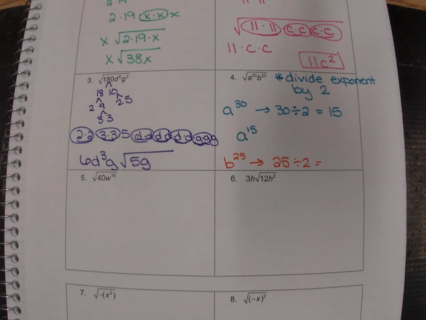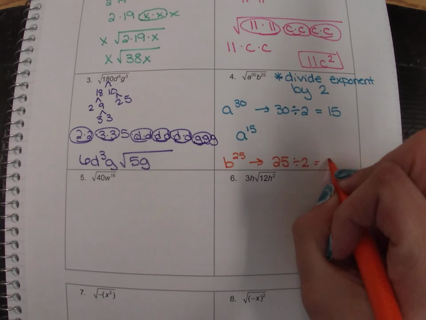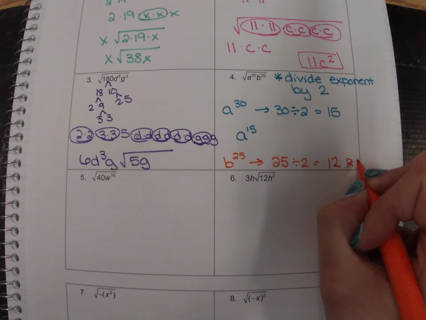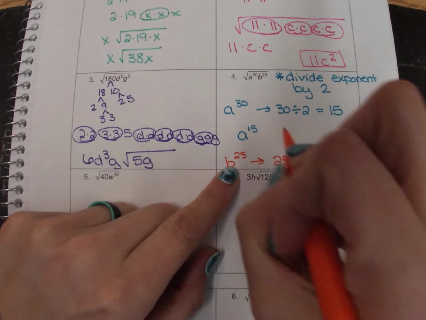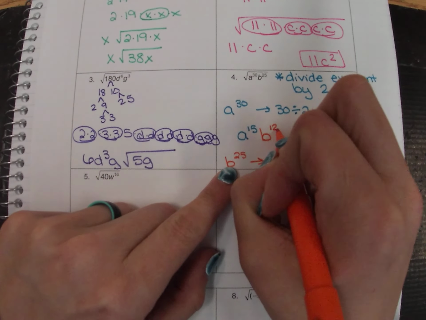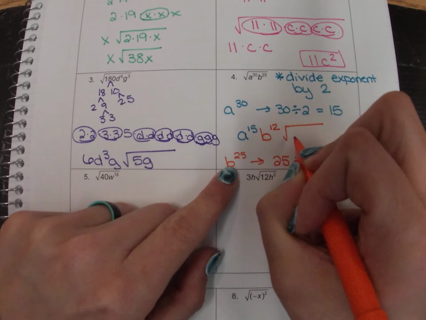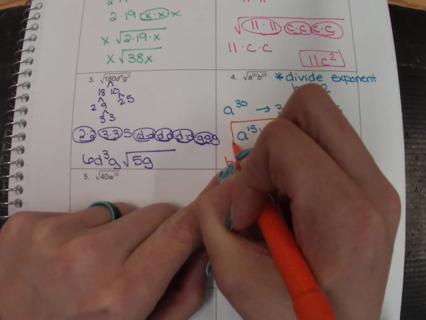Oftentimes my students will say, well, I can't divide it by 2. Well, you can. You just get a fraction or decimal, right? But remember way back when, right? What this really tells us is that there are 12 pairs with a remainder of 1. So there are 12 pairs, which gives us, right, there were 24 that went into 12 pairs, and there's one little lonely one left over, which tells us that there are 12 pairs that can be pulled out in front, and there is one that is left over on the inside.